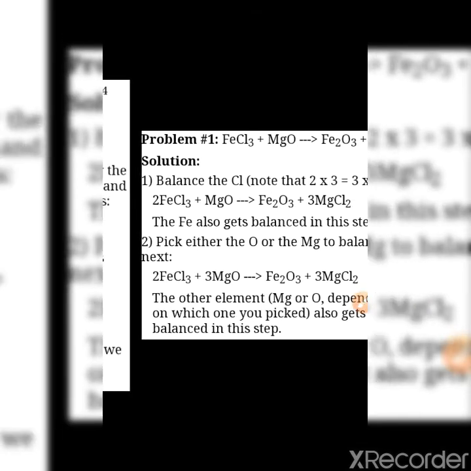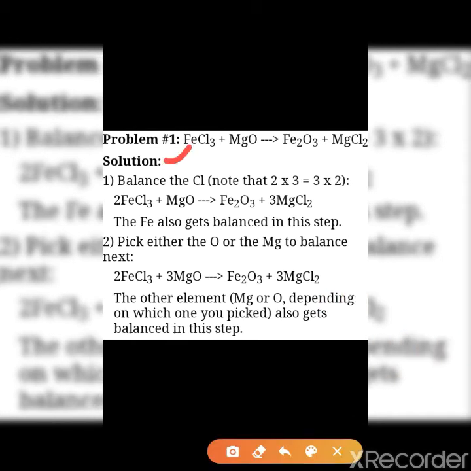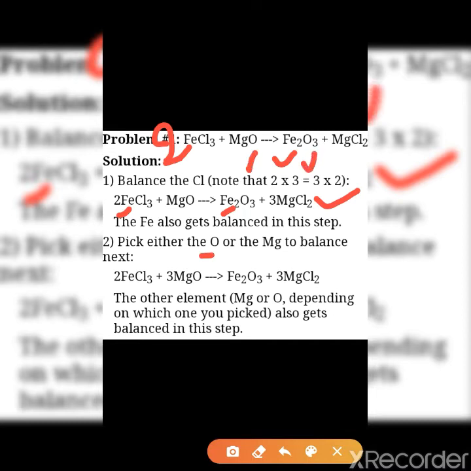Then see here, on the left hand side the number of atoms of iron is 1, but on the right hand side it is 2. So we will multiply the left hand side by 2. Now iron is balanced: 2 Fe on the left hand side and 2 Fe on the right hand side. Next, balance the oxygen. On the left hand side oxygen is 1 and on the right hand side oxygen is 3. So we will multiply by 3 here. This is the coefficient. So you can see here 3 MgO. The oxygen is balanced.